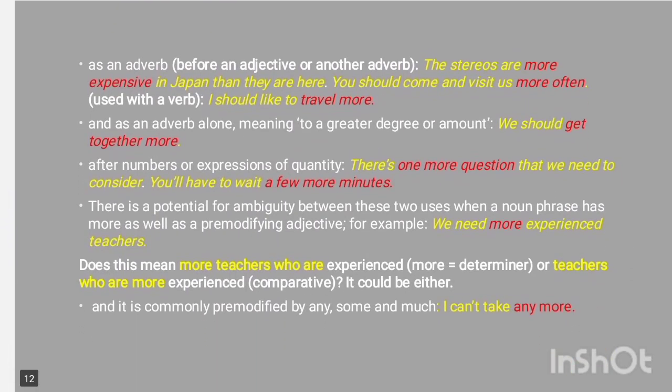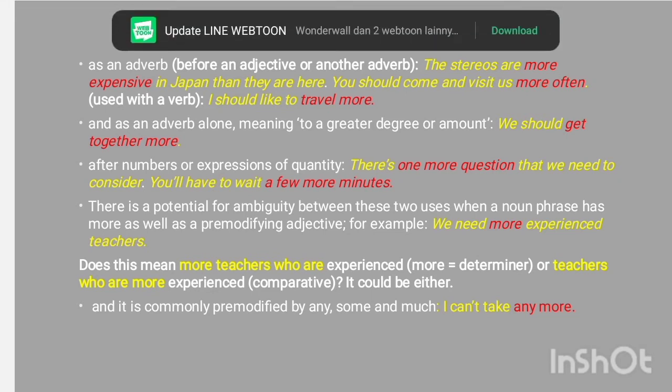More is also an adverb, used before an adjective or another adverb. For example, the stereos are more expensive in Japan than they are here. The next example, you should come and visit us more often. More expensive and more often. So more here is an adverb because expensive is an adjective and often is an adverb.